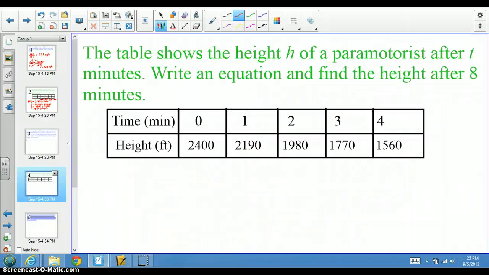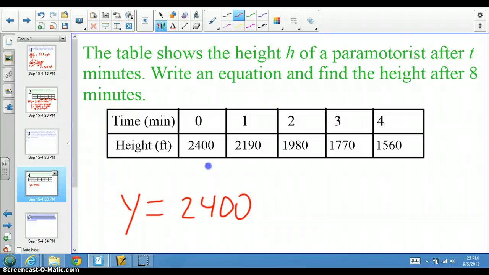Let's look at another problem like that. We need to write an equation first. So remember, equations have equal signs. So y equals. Now, our starting point, time. Our time is 0. When our time is 0, we're at 2,400 feet. Okay, so this person is flying. They're at 2,400 feet at a specific point in time. 1 minute later, they're 2,190. 2 minutes later, 1,980 feet.